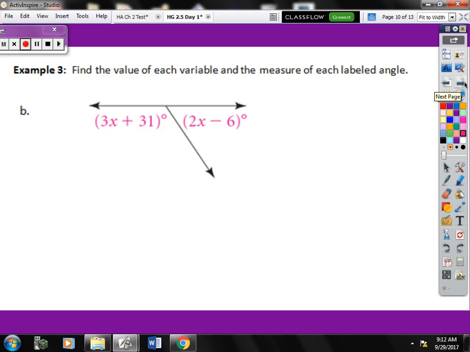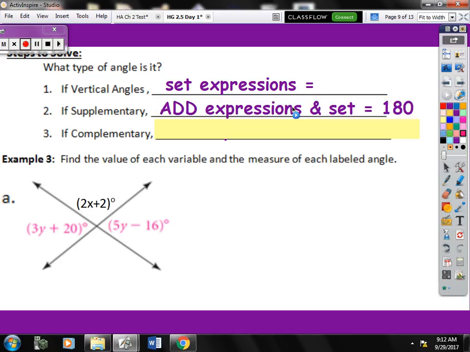Add them together to equal 180. Good. Add them together and set equal to 180. Because supplementary means the sum addition equals 180. And if they're complementary, we would add the expressions and set equal to 90.